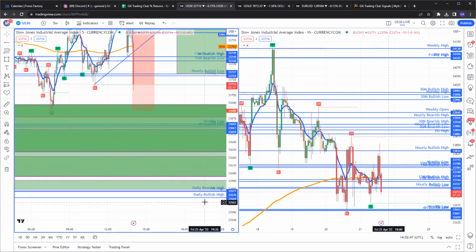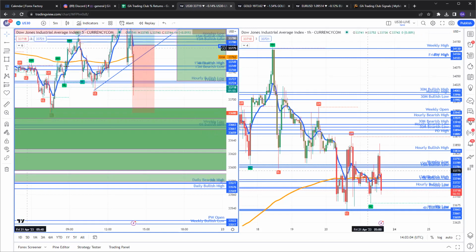Keep in mind, the daily, weekly, and monthly markups rarely show up, so keep an eye out. The only issue I have with this is that we have a daily bearish high and daily bullish high that are close to each other. But if US30 keeps breaking down, it's likely to go to either of these demand zones down here.